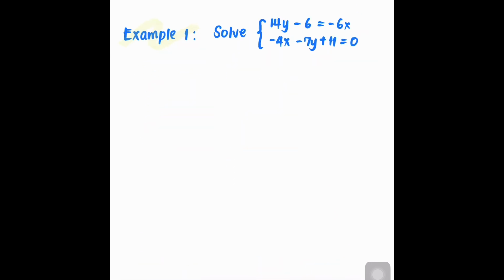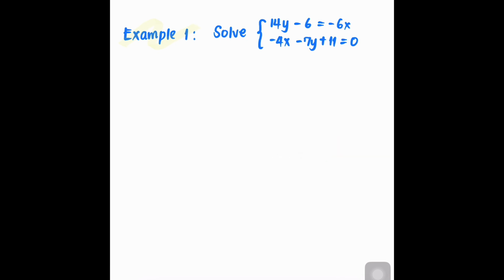Solve the given system. At first, you notice that each equation needs to be rearranged. So the first equation is actually written in standard form, and the second equation is written in general form. So before you start solving, make sure that each equation is written in the same form, and make sure the x terms, the y terms, and the constant terms are actually aligned. So let's take a look at rearranging first.